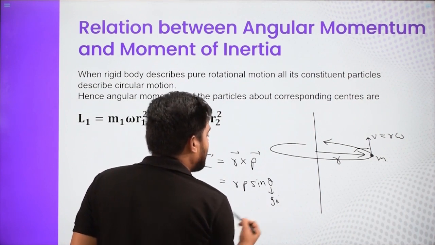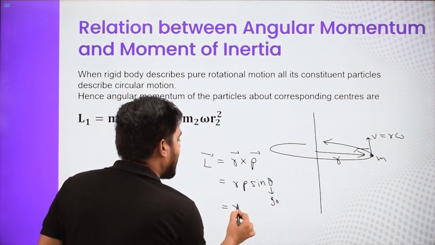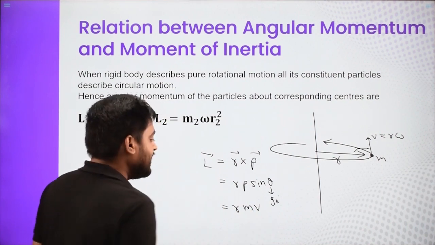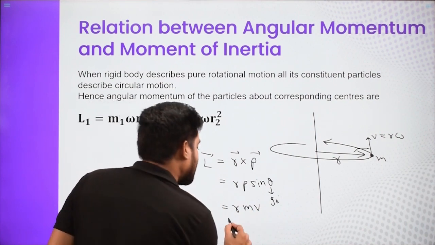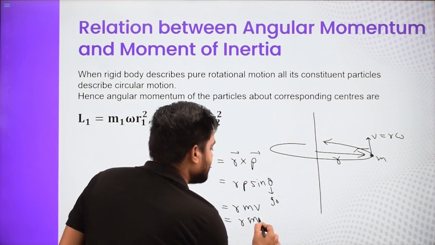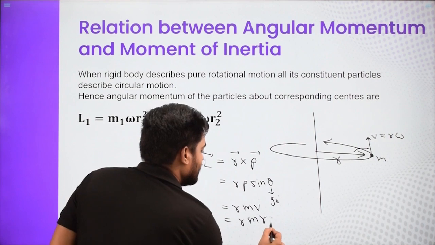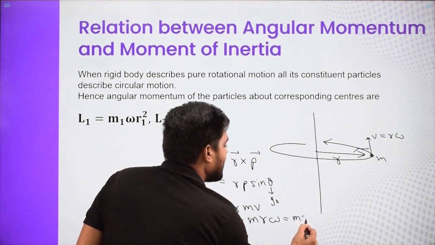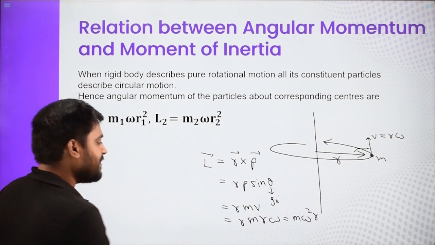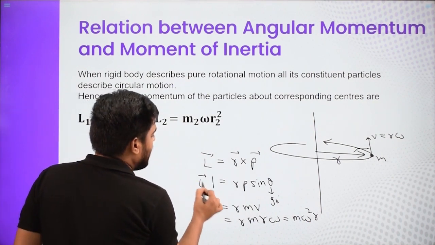So I can simply write r p. And what is p? p is nothing but mass into velocity, the linear momentum. And what about v? v is nothing but r omega. So r m into v, and v is again r omega. So this gives me m omega r square. This is how you can write just the magnitude of angular momentum.